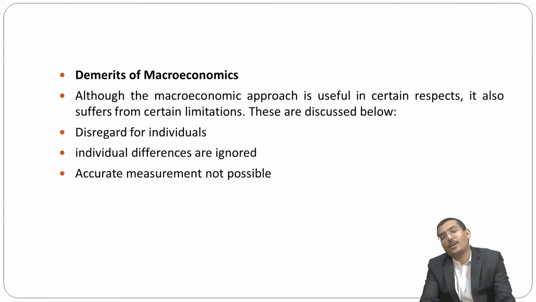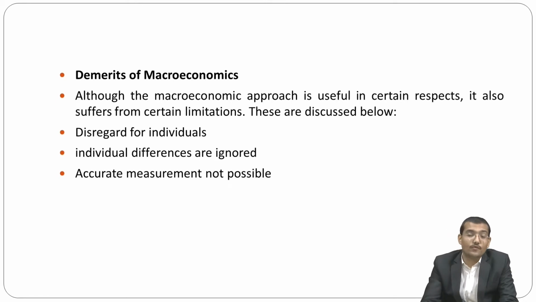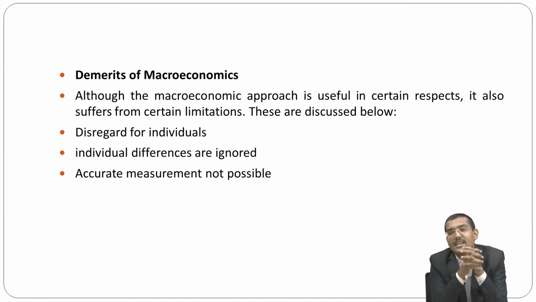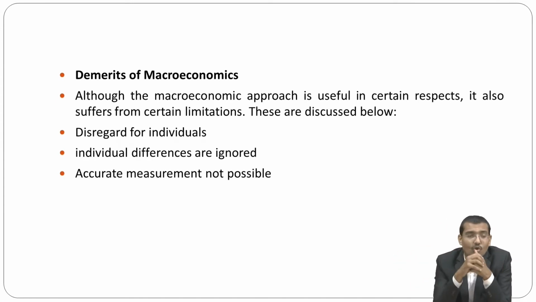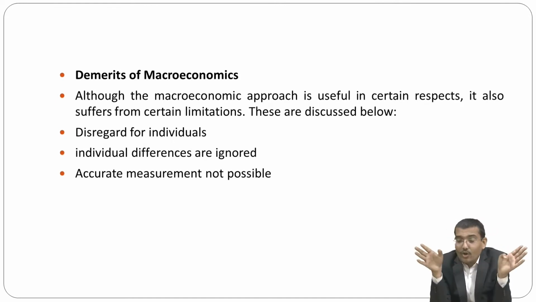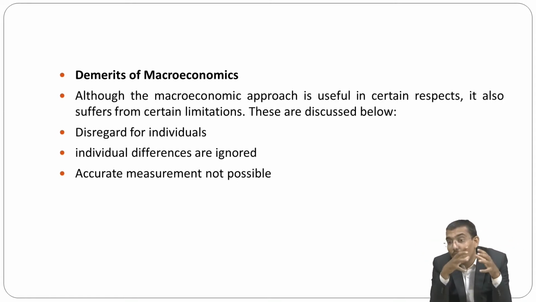So although the macroeconomic approaches are useful in a certain respect, or we can say on a large scale, or a big scale, as an economic activity as a whole, the following are the demerits, or we can say the limitations of macroeconomics. The first demerit or limitation is disregard for the individuals. It disregards all the individuals and is provided as a whole.